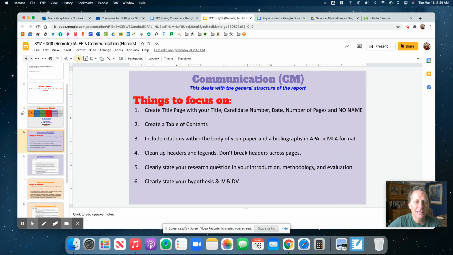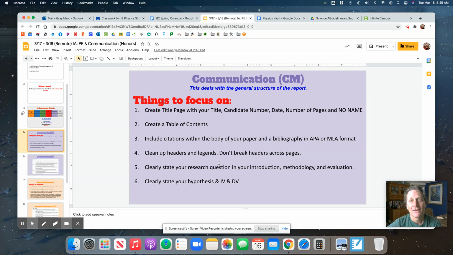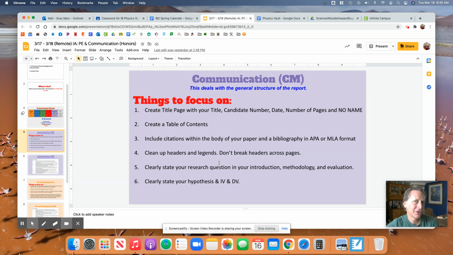Next thing, clearly state your research question in your introduction, methodology, and evaluation. I think it's safe to just highlight the research question and talk about it and just keep coming back to it. One of the things that people make a mistake of is they just vaguely refer to their research question in their introduction, and then they never refer to it again. And IA marks down big points for that. They want to see you talking about your research question.